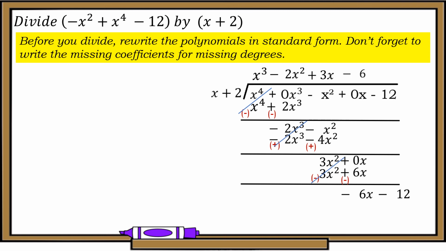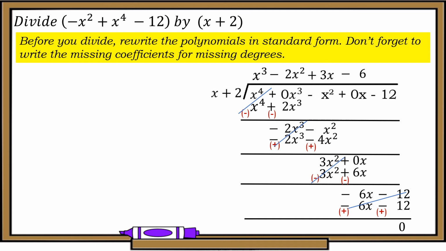Negative 6x divided by x is negative 6. Then, multiply. Negative 6 times x is negative 6x. Negative 6 times positive 2 is negative 12. Subtract. Change the sign of the subtrahend. Now, so 6x, negative 6x, positive 6x, negative 12, positive 12.